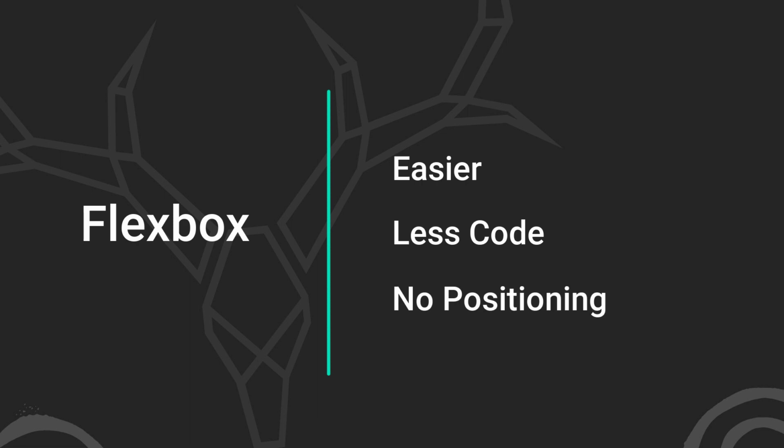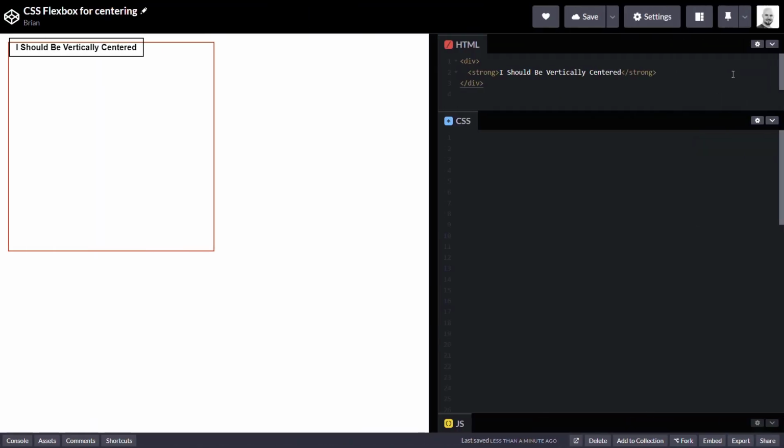If I can, I prefer to use Flexbox over positioning because it's even easier, requires fewer lines of code, no positioning context, and honestly, it just feels like a better, more modern solution. Let's look at an example. Okay, so here we're starting from the same point. We have our outer div with the red border and then our inner strong element. We start by making our div a flex container with display flex.